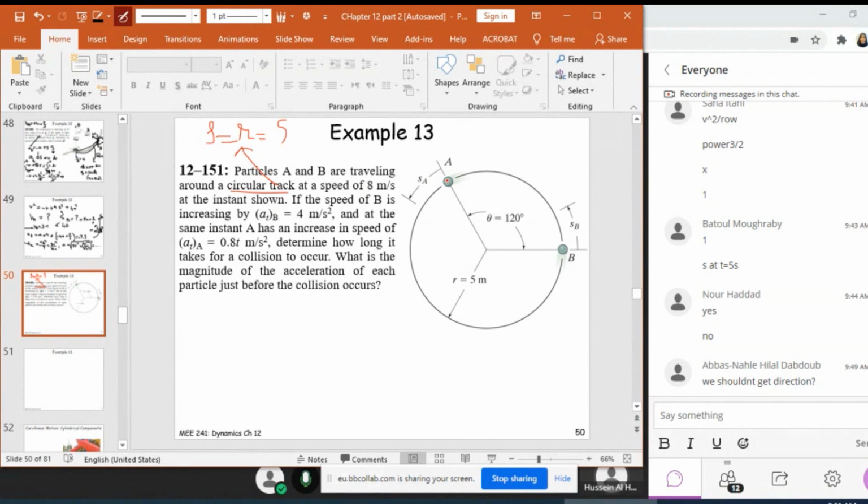So, guys, only at this instant, they have the same velocity, which is 8 meters per second. This doesn't mean, guys, that this velocity is constant, not at all, right? It is 8 meters per second at this instant.